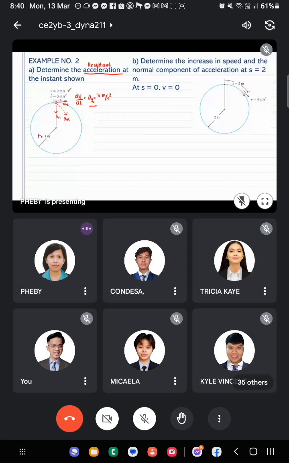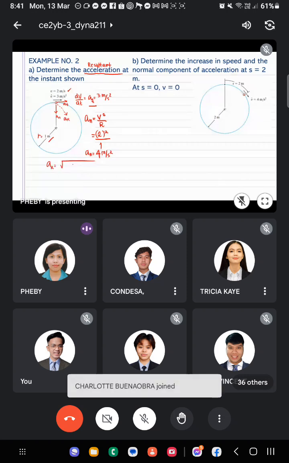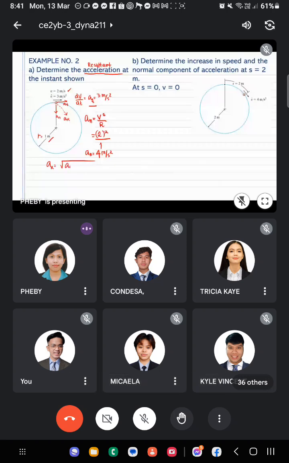Okay. So, yung ating given are velocity 2 meter per second and tangential acceleration is 3 meter per second squared. So, the next is AN. AN is velocity squared over radius. If velocity is 2 meter per second, and then square, R is 1 meter. So, AN will be 4 meter per second square. For our resultant acceleration, square root of, parang Pythagorean theorem lang, AT squared plus AN squared. So, 3 squared plus 4 squared, and then square root. A resultant is 5 meter per second square. So, yan yung ating sagot.